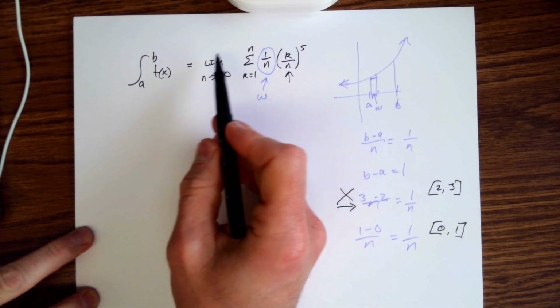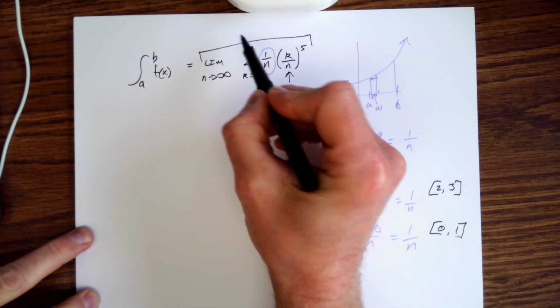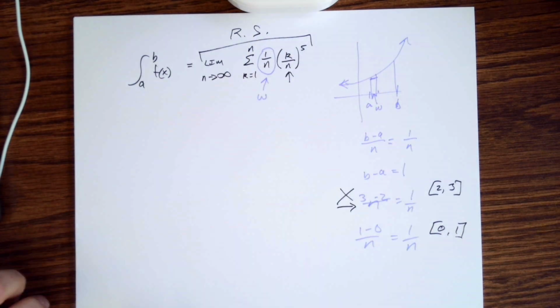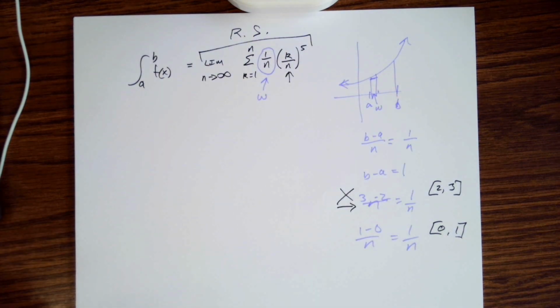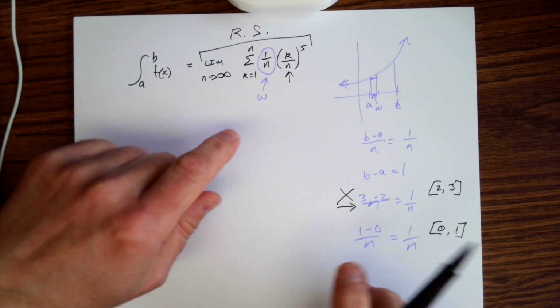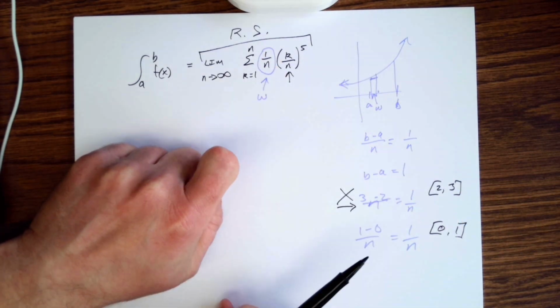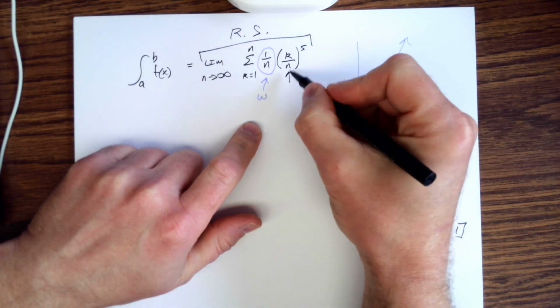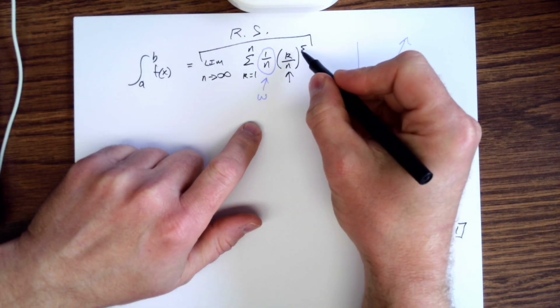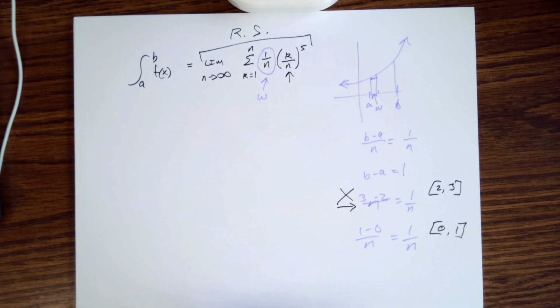So what we're dealing with here is a Riemann sum. Okay, you're like, how was I supposed to know that? By the process I just kind of mentioned here. I identified W as being 1 over n, and then I see that I have this part right here where I'm having something to a power and I have k over n.